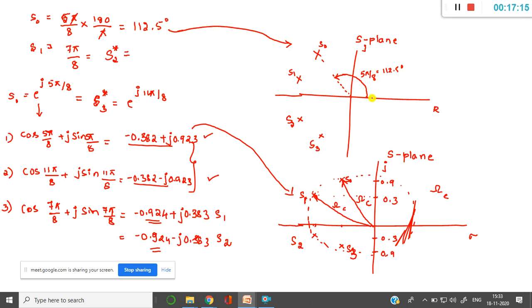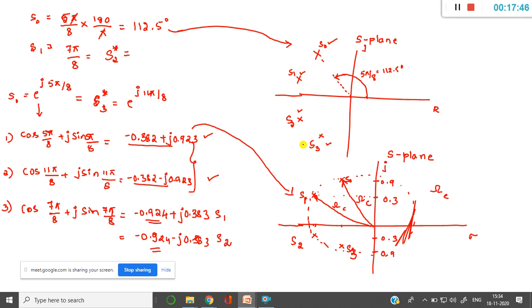So 5 pi by 8 is nothing but 102.5 degrees. From the origin, I keep a protractor and see where 102.5 degrees appears. It appears somewhere here, and that is the value of my s naught. Similarly, s1 is 7 pi by 8, so you convert that into degrees, and that is the value of s1, and the pole lies here. Similarly for s2 and s3.